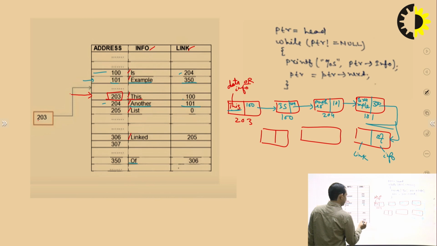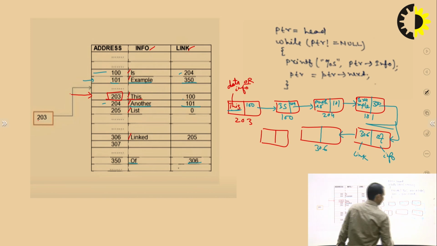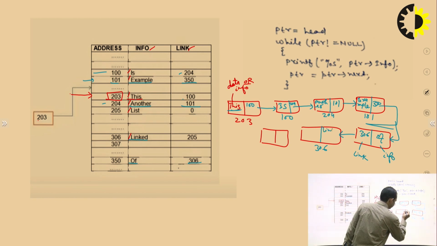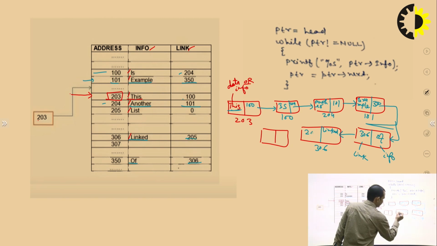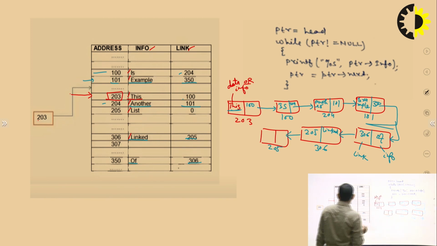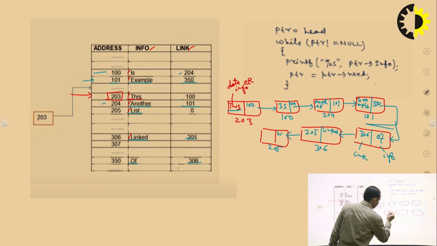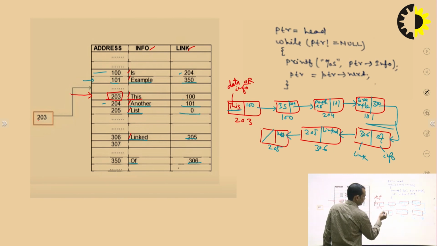In the link part, it is 306. So the next node is 306. In this 306, in the info value, what value is there? That is linked list. What is the address? That is 205. So here 205 will be stored, meaning the next node address is 205. So in 205, what value is in the info part? That is list. So we have to store list here. And what is the value of the address? 0, meaning that is the end of the list.